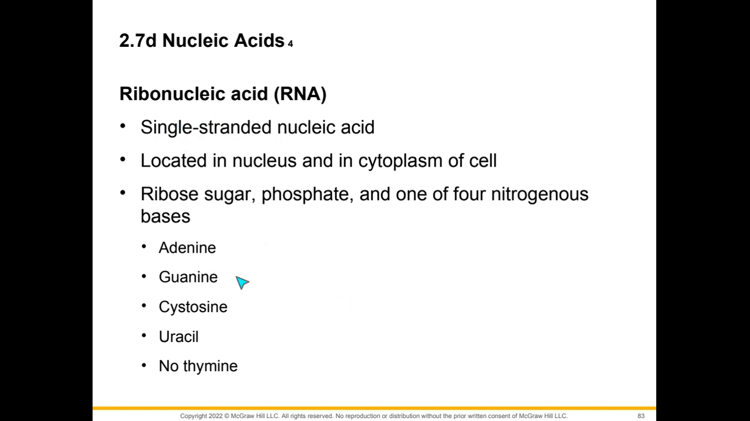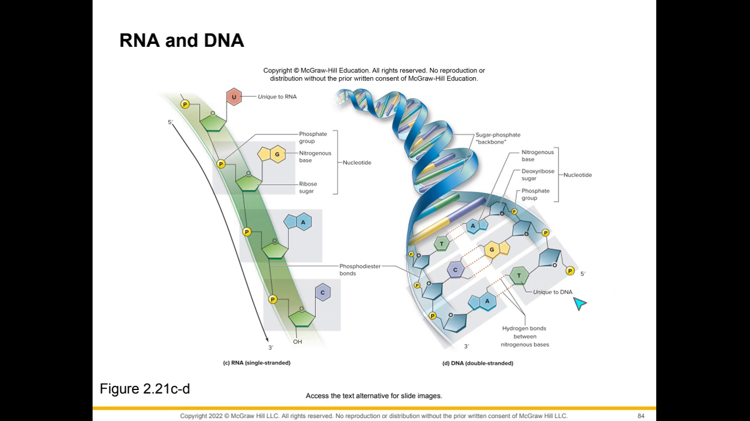The RNA has the base of uracil and no thymine. Okay, typically RNA is single-stranded, and it could be found in the nucleus or cytoplasm, whereas DNA is only found in the nucleus. And we'll talk about the significance of how DNA is used to make RNA in the process of transcription in chapter 3 or chapter 4 and so on. Right now, we just look at the monomer, the nucleotides.